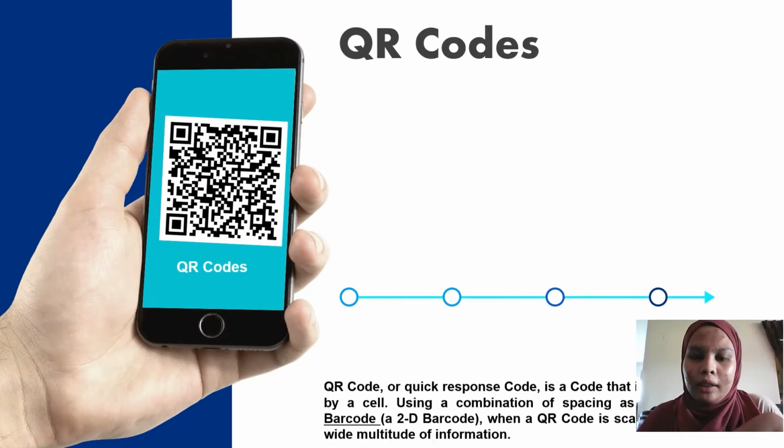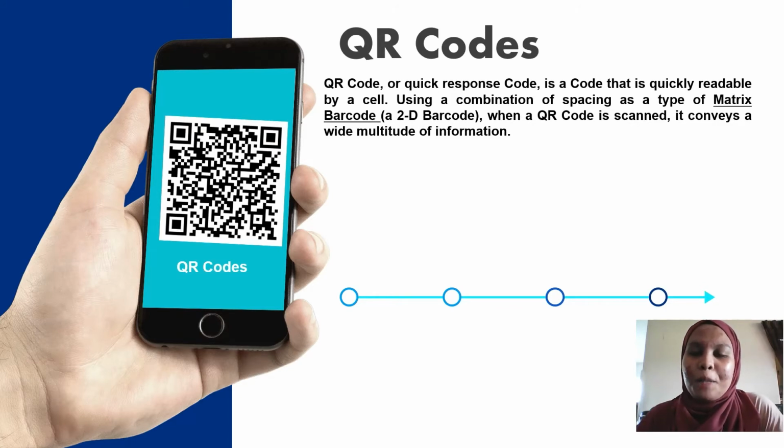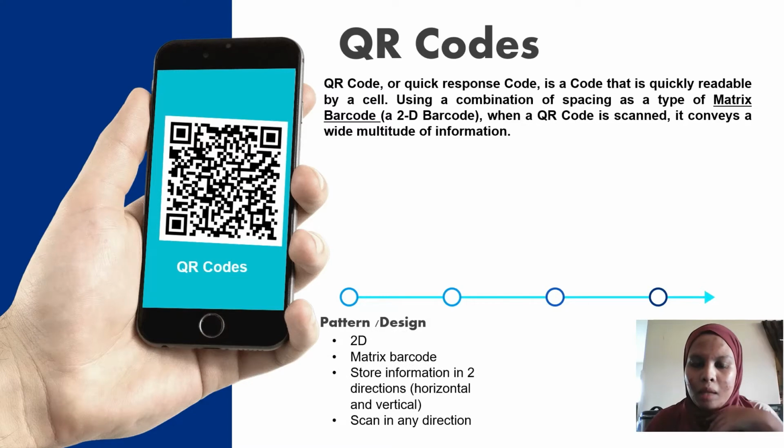QR code. QR code or quick response code is a code that is quickly readable by itself using a combination of spacing as a type of matrix barcode. When a QR code is scanned, it conveys a wide multitude of information. QR code has pattern that is 2D matrix barcode, stores information in 2 directions, which is horizontal and vertical, and can scan in any direction.